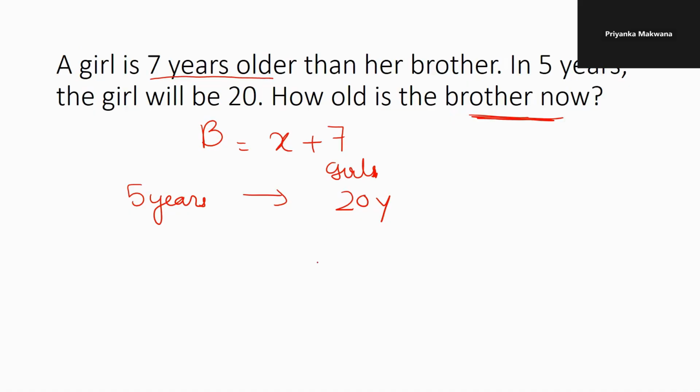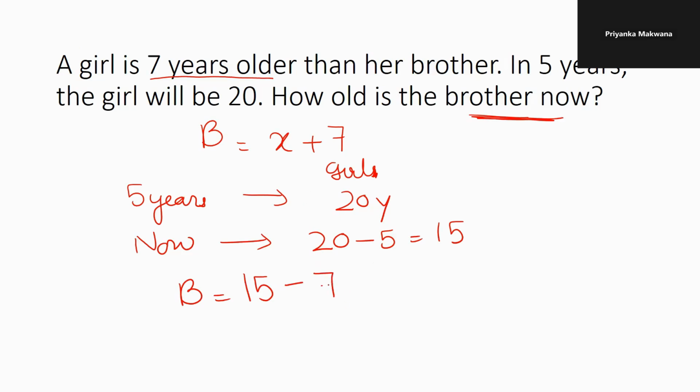So let's see, because in 5 years' time the girl's age will be 20, now I would say the girl's age is going to be 20 minus 5, which is 15. And because the girl is 7 years older than the brother, we have to take away 7 from the girl's age, which is 15 at the moment. That would give us the age of the boy. And then 15 minus 7 is 8 years old.